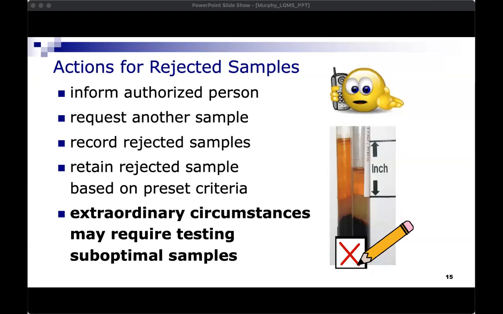And so that's really up to the lab to establish these criteria, make them very clear, and then enforce them.